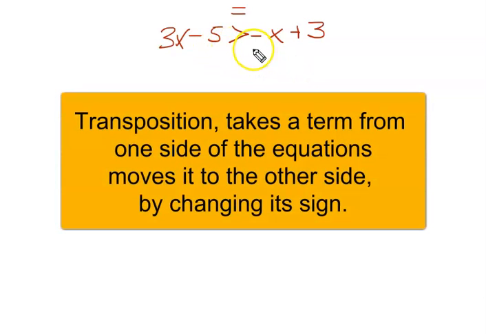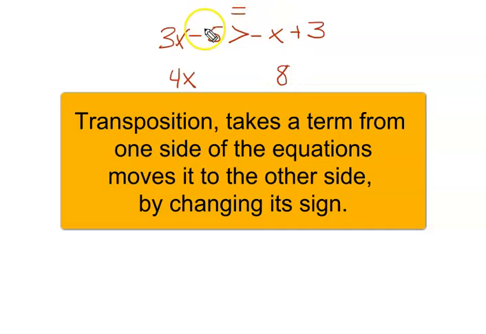So we can use the transposition technique where we're going to take this negative x from this side, move it to the other side where it becomes a positive x, so we're left on this side with a 4x. That is, add 1x, add 1x. Now to get rid of the negative 5, or to move it to the other side, we're going to transpose it, and when we do so, it just changes signs on the other side. So on this side a negative 5, on that side a positive 5, so we're going to get 8.